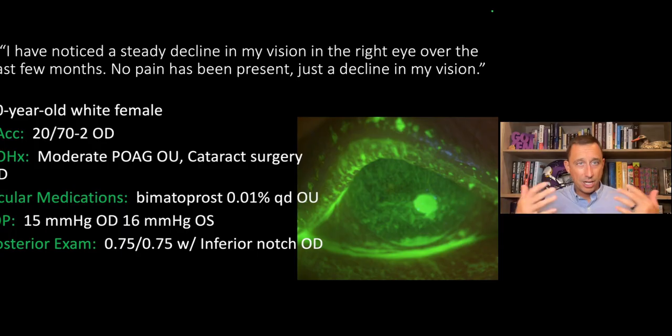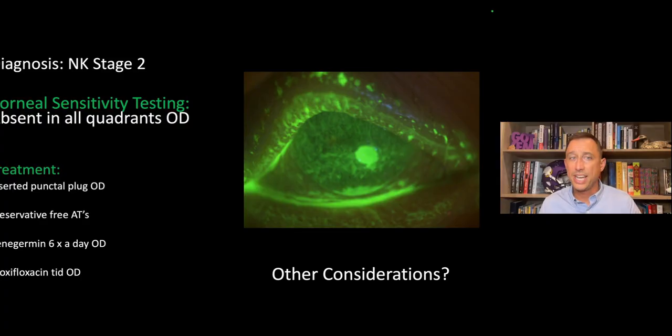And of course, our mind goes to neurotrophic keratitis. We have to do another test, though, to prove that to ourselves, and that's corneal sensitivity testing. And that's really what I did for this patient. And I raked my cotton swab all over this cornea, and this particular patient had no sensitivity in all quadrants in this right eye. And so for treatment for me, there's a few things I did.